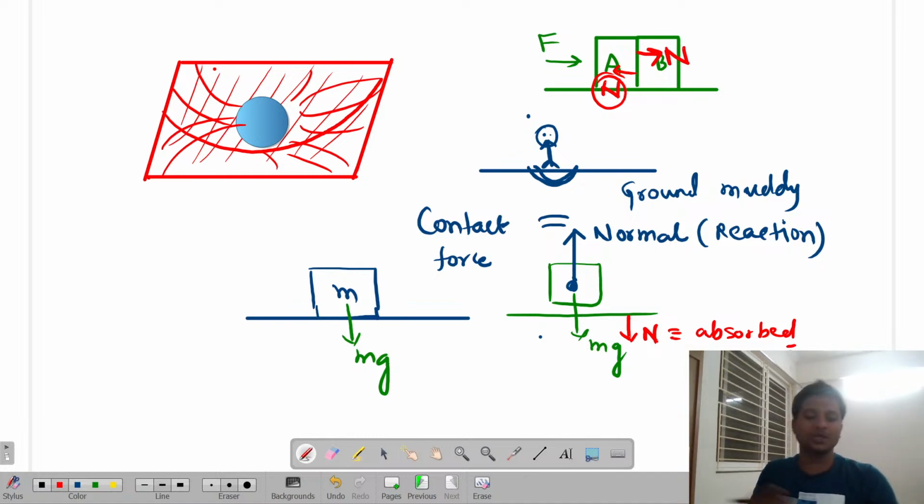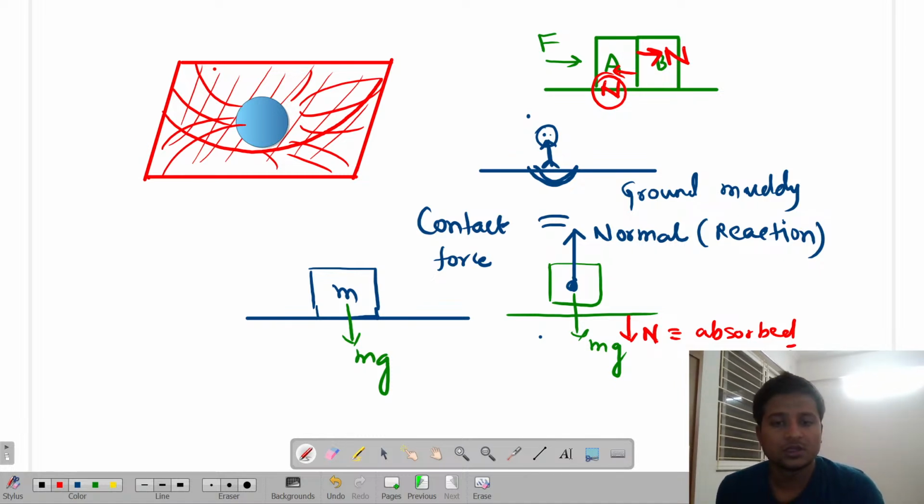See, the ground is very big. So when you punch a wall, does anything happen to the wall? Does the momentum of the wall change? No. Basically it absorbs all the forces, and then the net momentum becomes zero. Absorbs means it gets spread out in all possible directions, which makes the normal at a point very small. Is this clear or not?